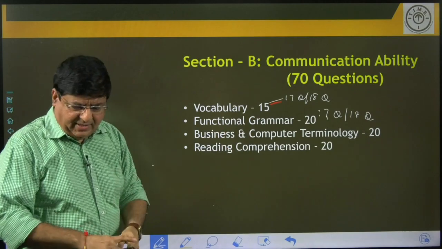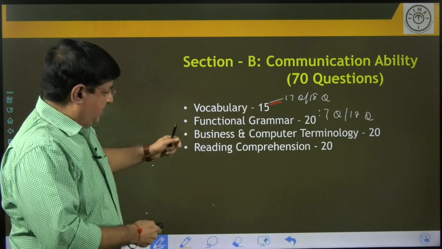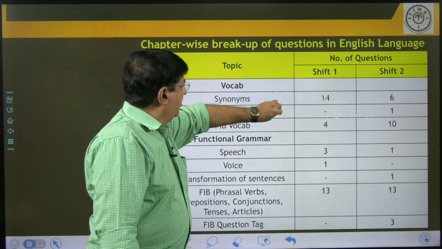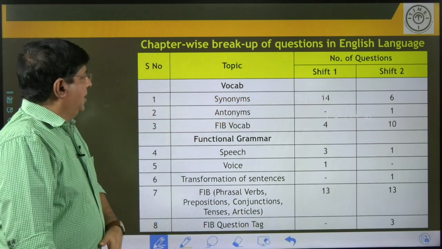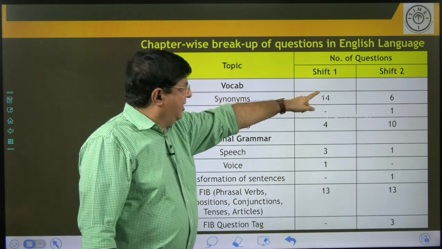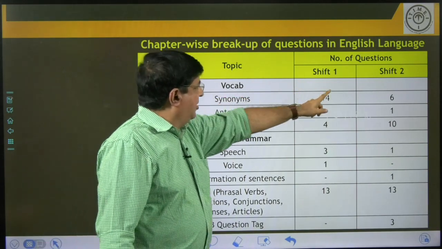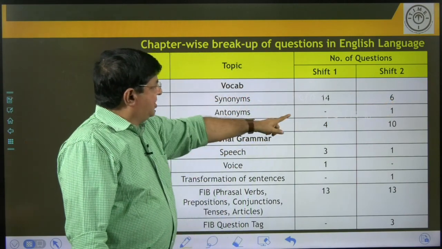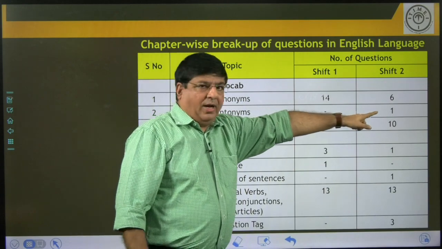So now let us understand the topic wise breakup of all these. Vocabulary synonyms, direct synonyms 14 in slot 1, direct synonyms 6 in slot 2. Antonyms shift 1 lo ivaledu, shift 2 lo 1 question.